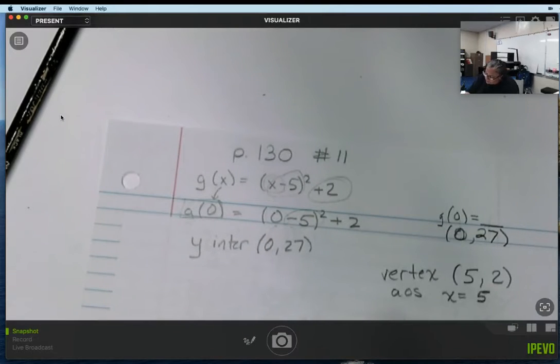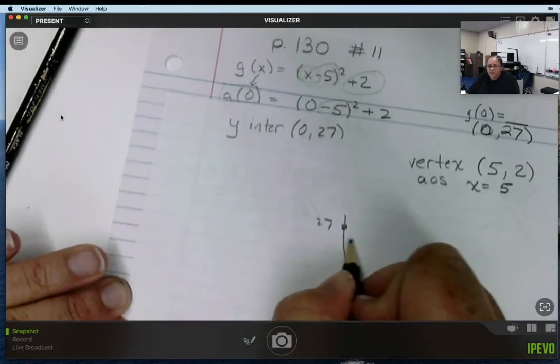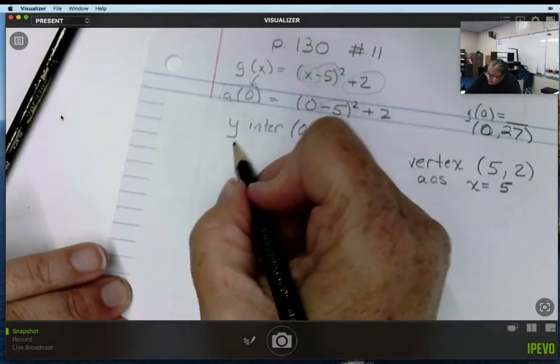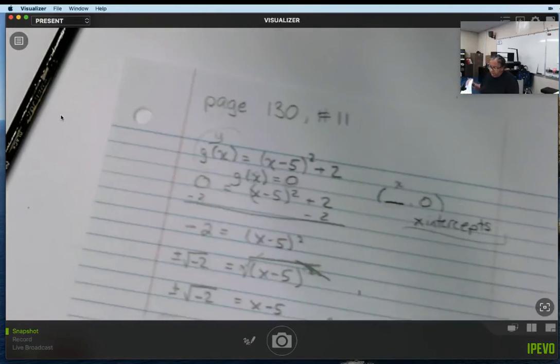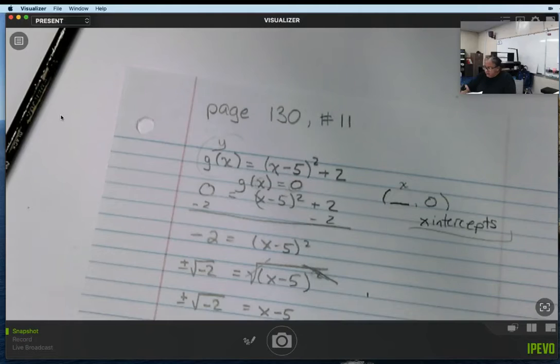Whoa, that's going to be way up here. Oops, you can't see that. It's going to be way up there for 0, 27. X-intercepts, remember, that's g of x equals 0. And those were no real solutions, which actually we didn't do that yet. So let's take a look at that. Forgot we hadn't done that yet.